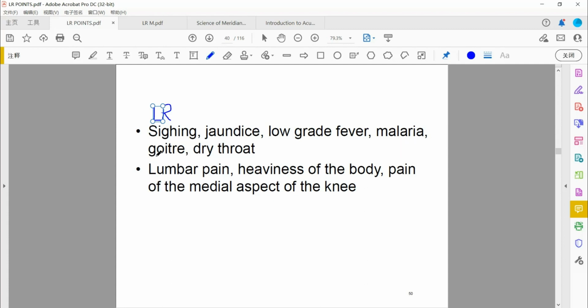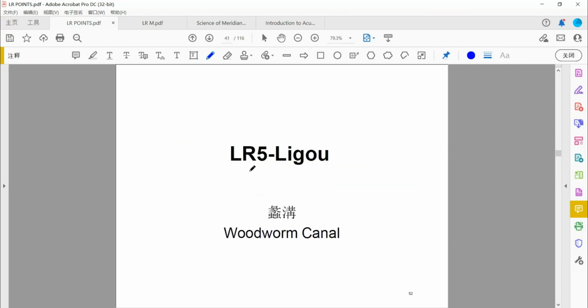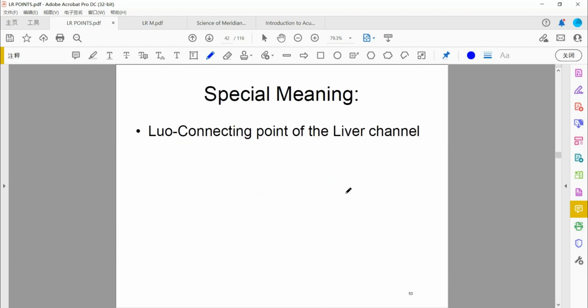malaria, goiter, dry throat, lumbar pain, heaviness and pain of the medial aspect of the knee, the meridian. Liver 5, we talk about this one, right? That's what type? Special point. Luo-connecting point, right? Luo-connecting point.